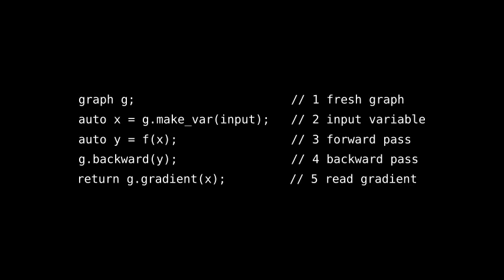Make a fresh graph, create an input variable from the data, run the forward pass, which is simply calling f of x and getting a value back, run the backward pass, and finally, read off the gradient. 5 lines, and every one of them is plain.